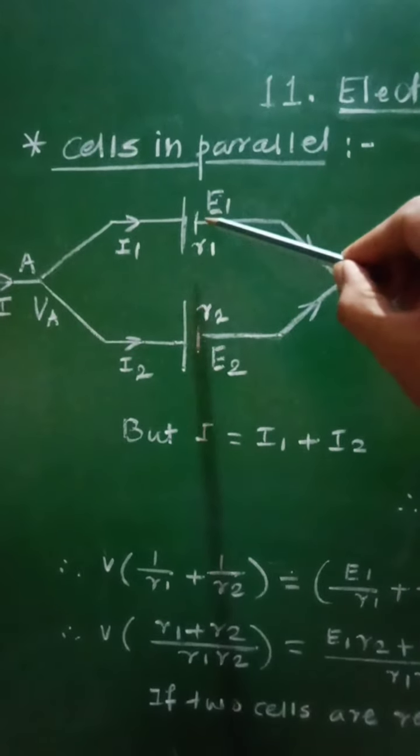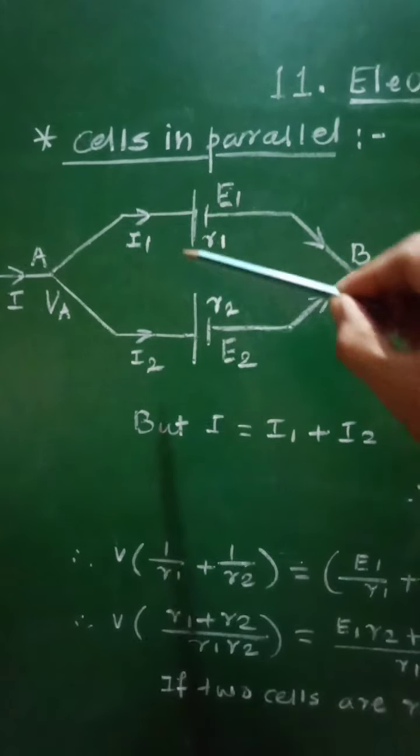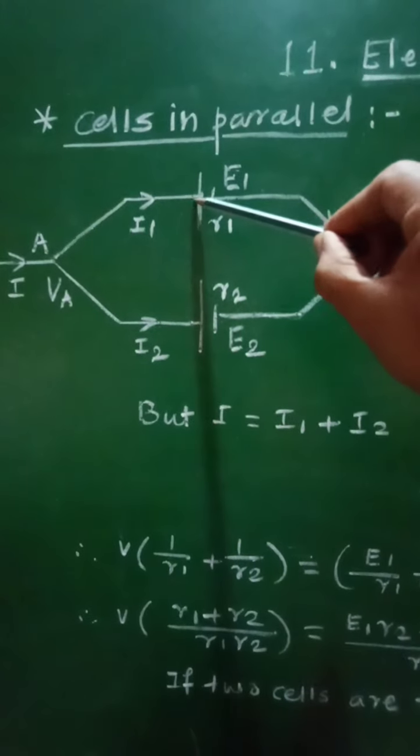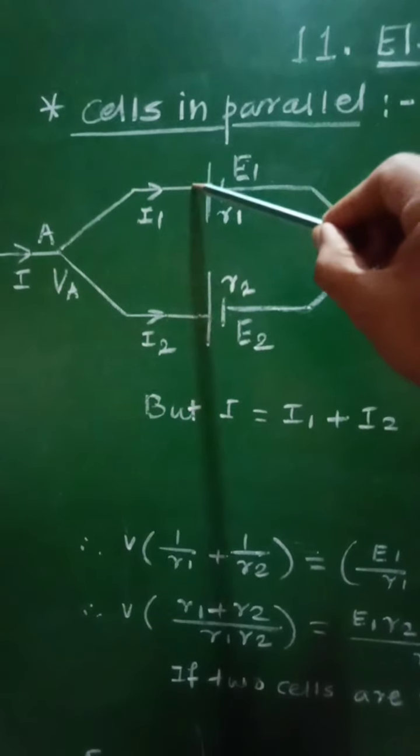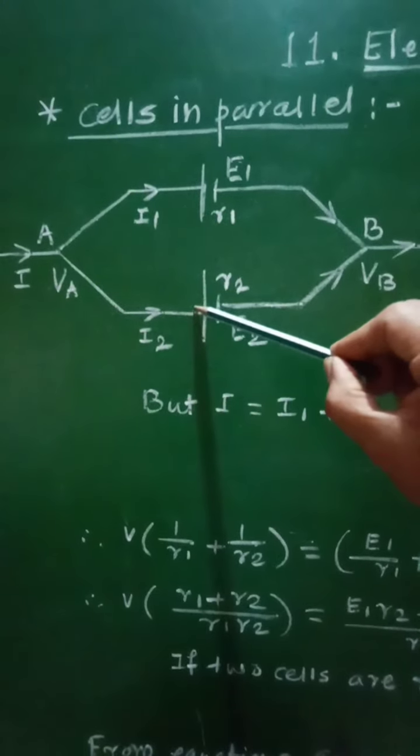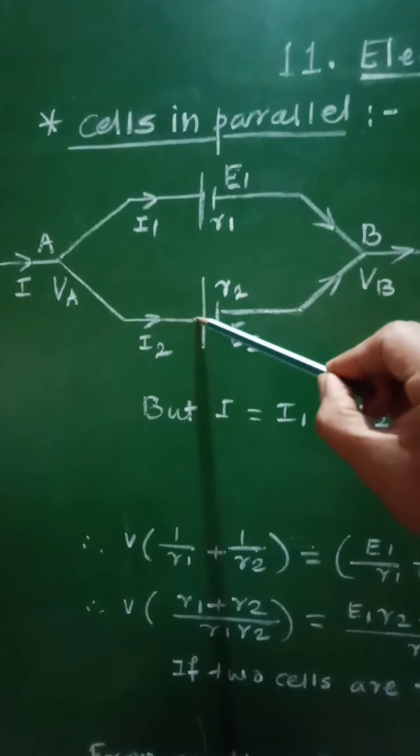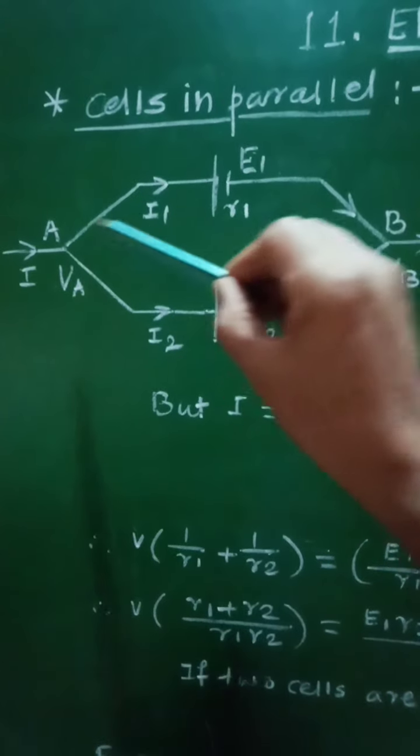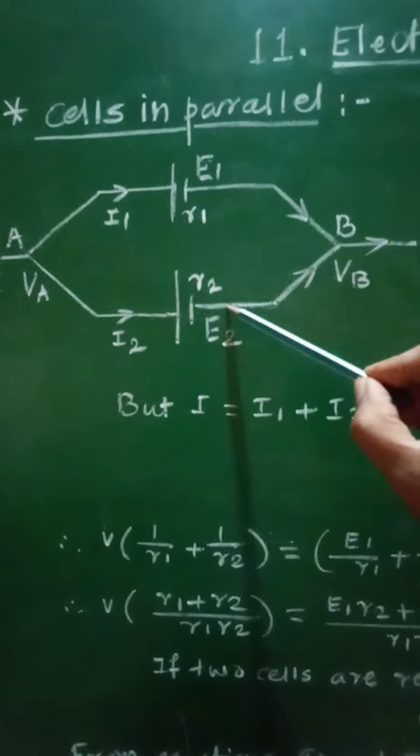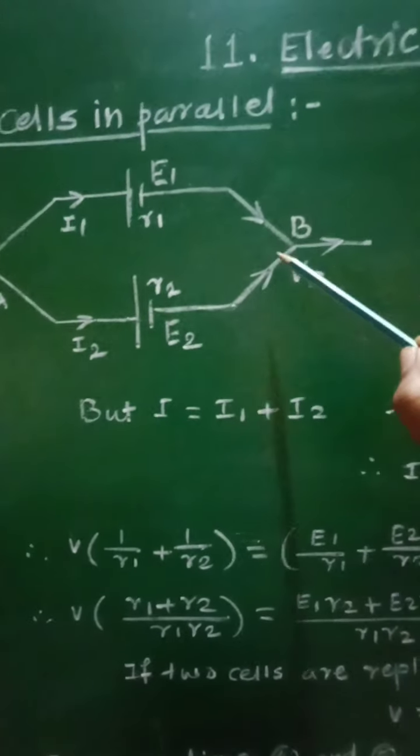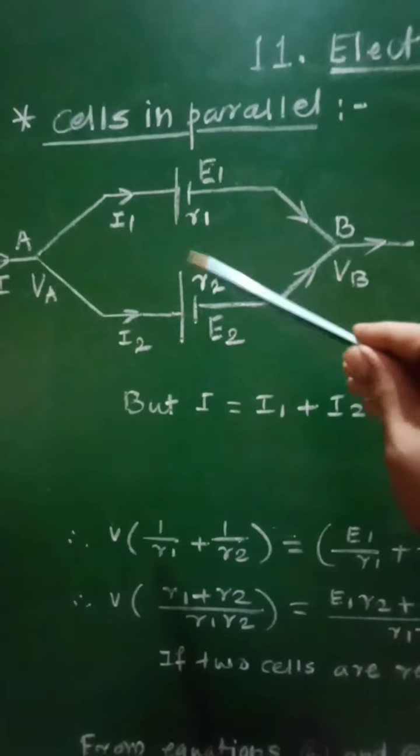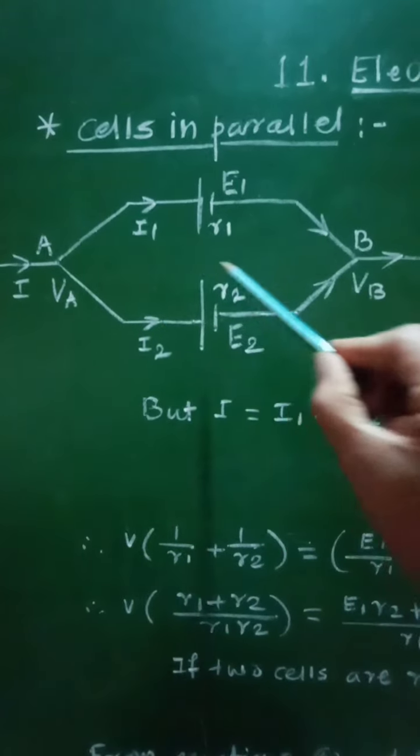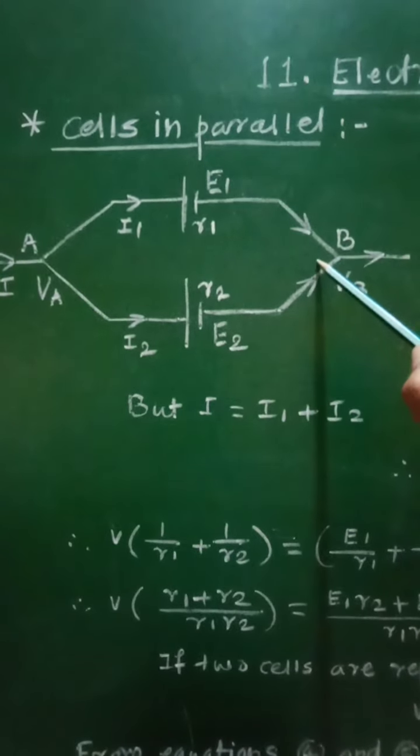So, in parallel combination, the cells are connected in different electrical paths. For a parallel combination of cells, the electrical paths will be different for different cells. The positive terminals of all the cells will be connected together to a common point, and the negative terminals of all the cells will be connected to another common point, so that if two cells are connected in parallel, they will be connected between two common points A and B.